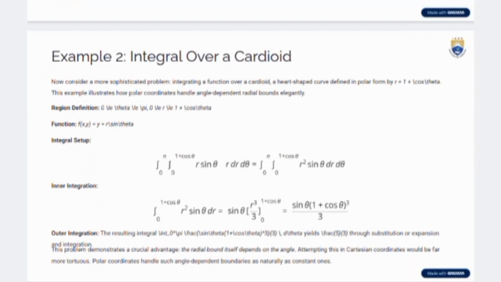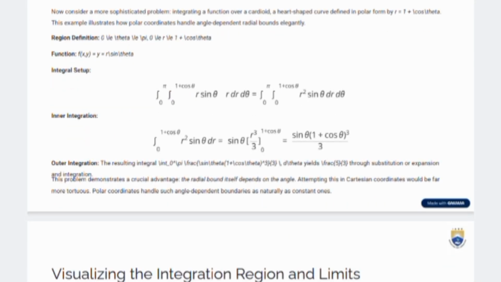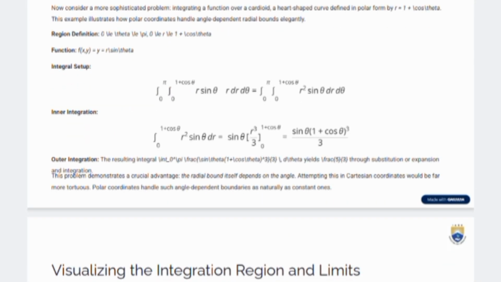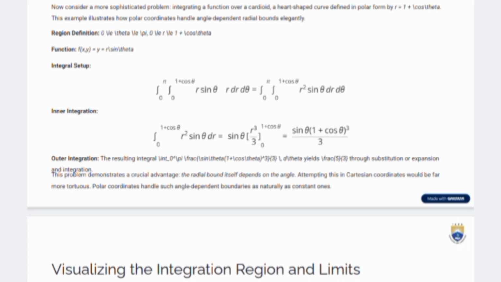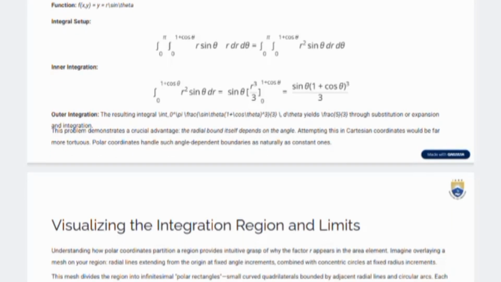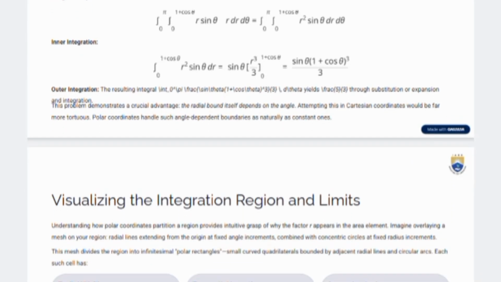Example 2 is also the same as that. Now let's go to the next topic, visualizing the integral region and limits. It has three parts: radial width, tangential length, and approximate area.